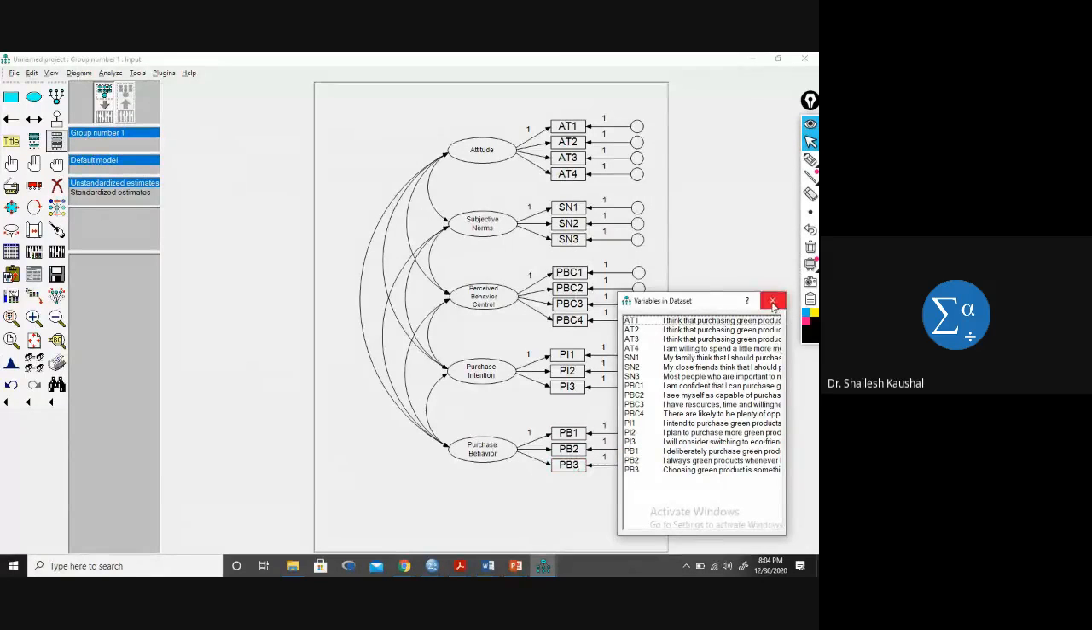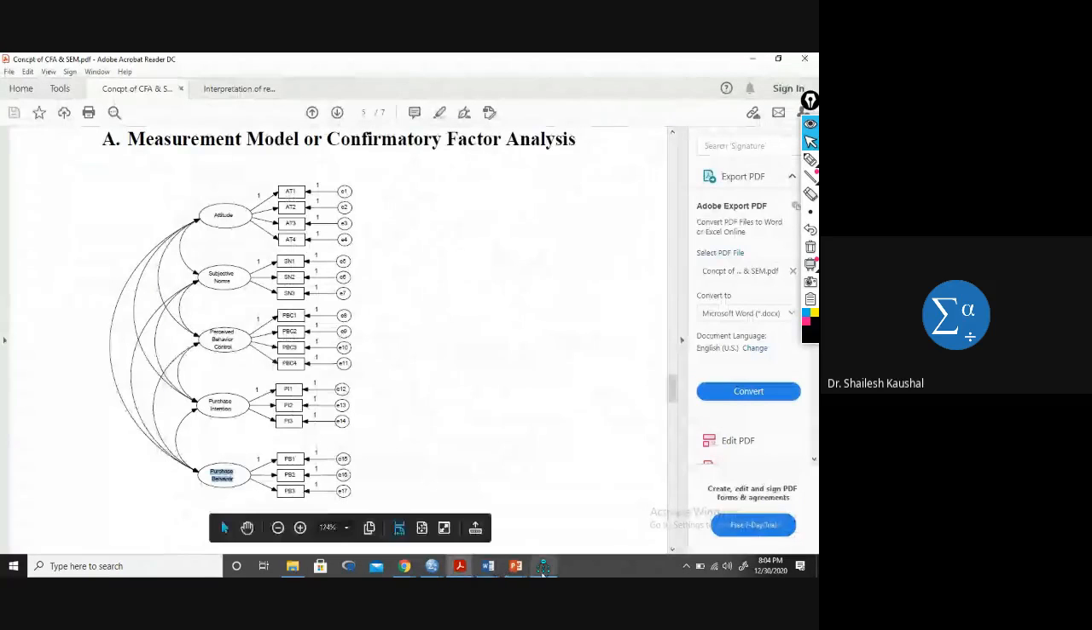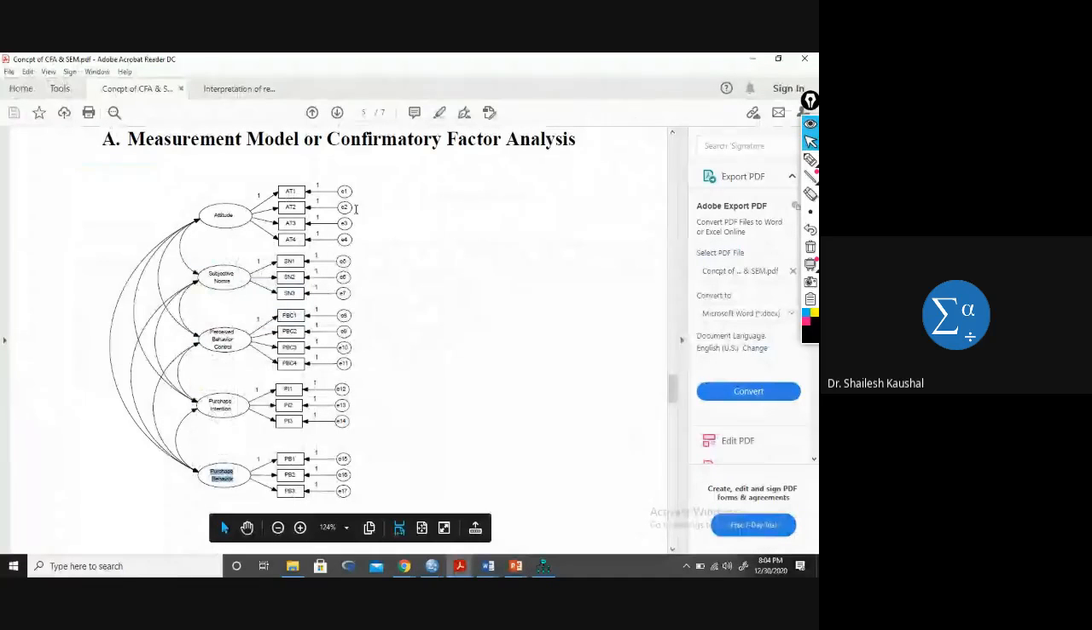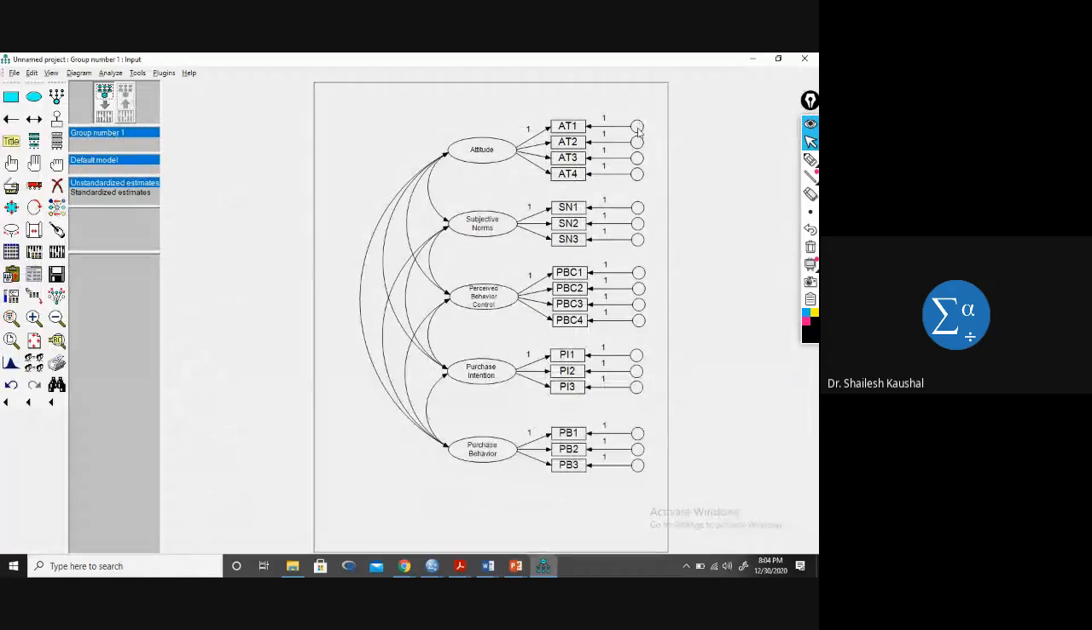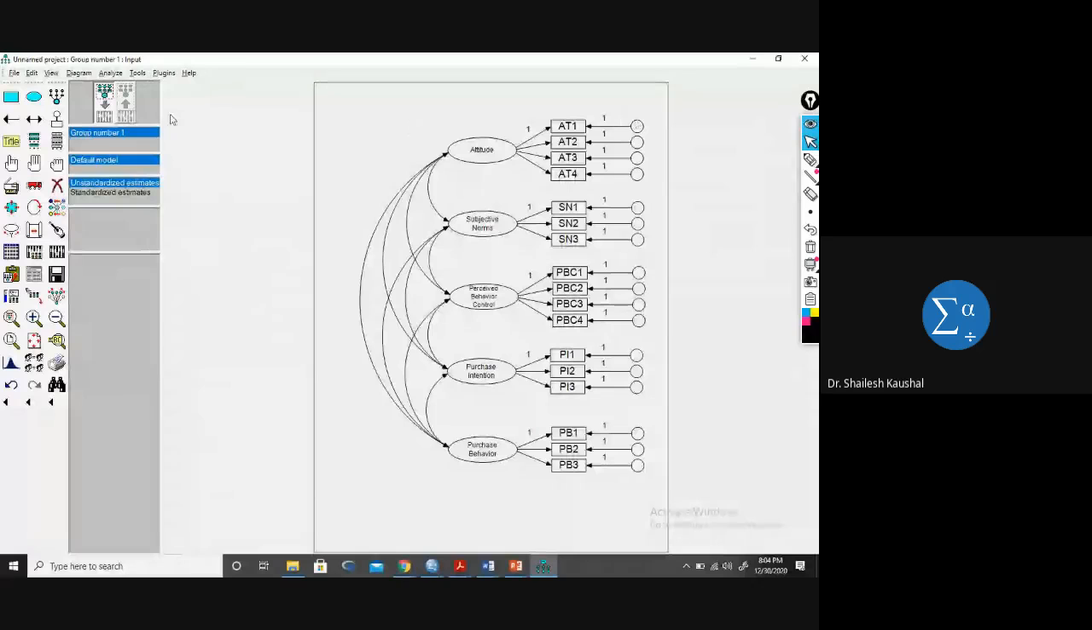Okay, so now we need to write the error terms also. These are the error terms, E1, E2, E3. So how to put them? There are 2 ways. Right click and Object Properties, we can write here E1, E2, E3, or we can use plugins. Automatically it will give the names with Name Unobserved Variables.